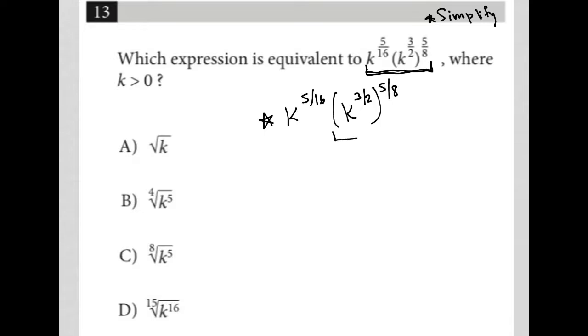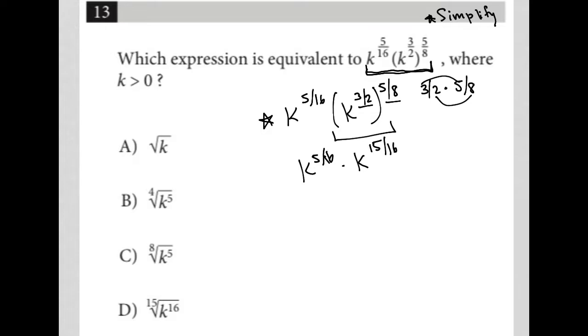So I'm going to start with the parentheses here. I have the 3/2 power raised to a 5/8 power, and that becomes k to the 15/16, right? Because I'm multiplying the fractions. I'm multiplying 3/2 times 5/8, right? 3 times 5 is 15, 2 times 8 is 16. So this question becomes k to the 5/16 times k to the 15/16.